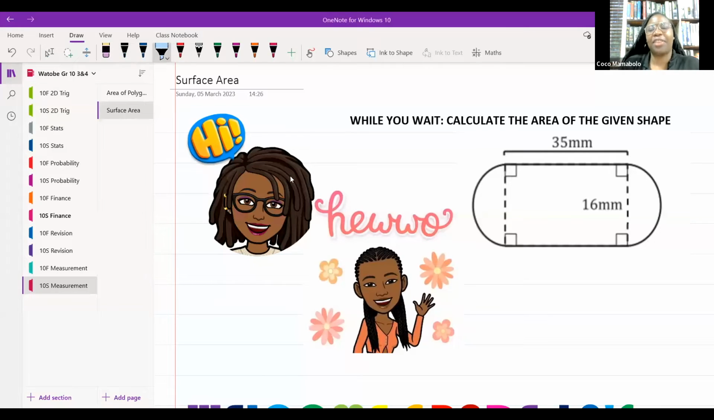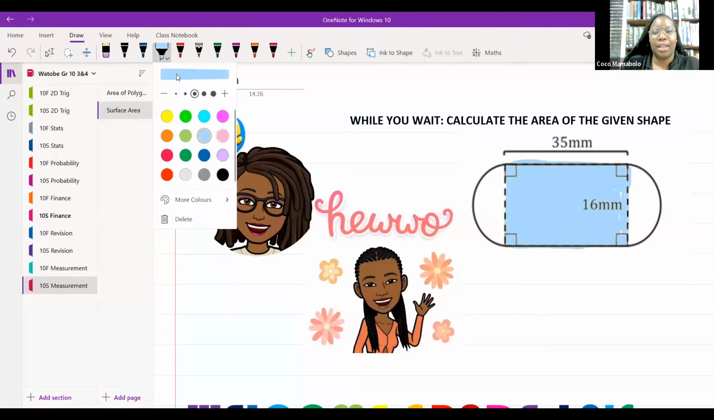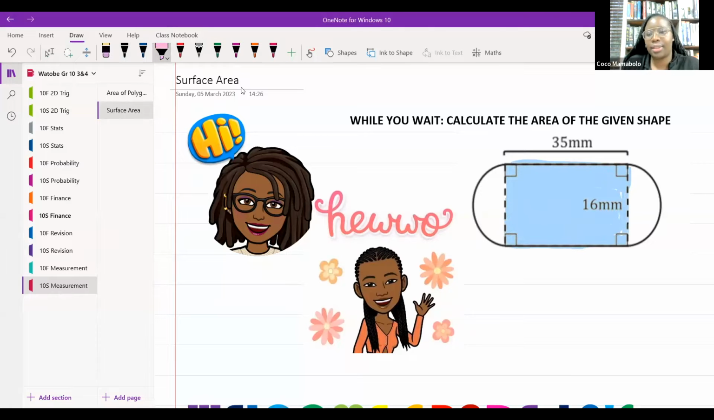So if we're calculating the area of this composite shape, we are first going to calculate the area of the rectangle over here, which is an easy calculation. But then we're also going to have to consider the two semicircles that they've given us on the side here. So we're also going to have to look at the area of this semicircle. And I know that together, two semicircles are going to give us a whole circle.